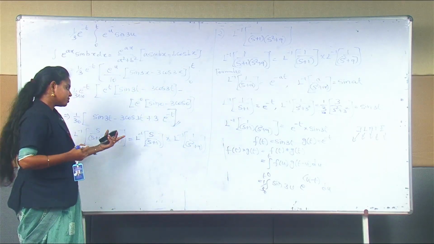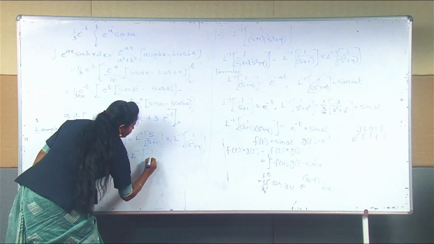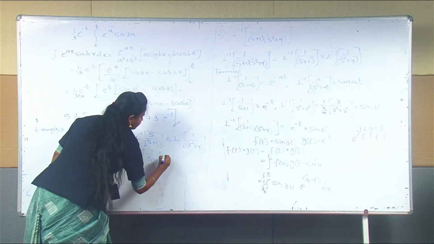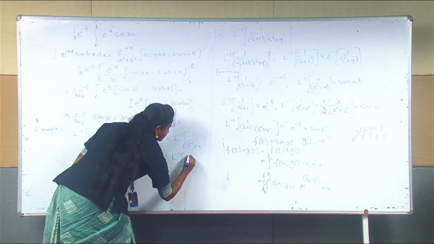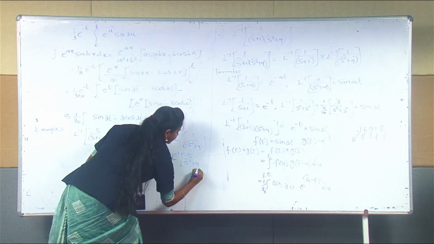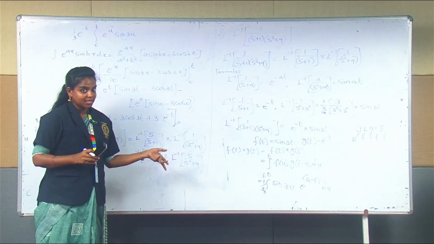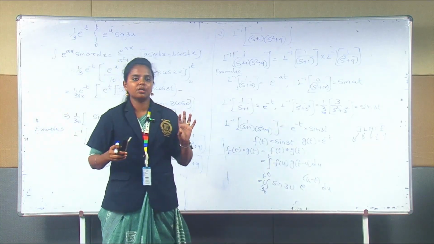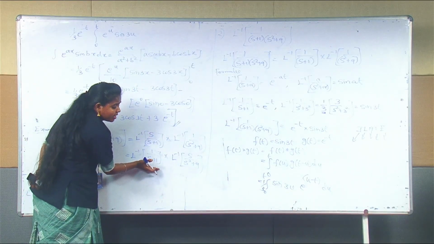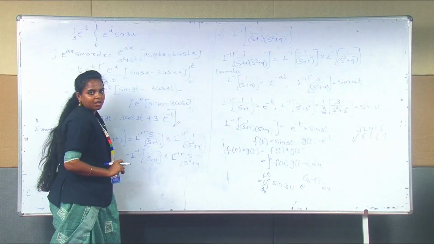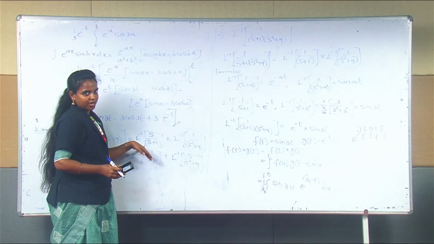And also we can split it like 1 divided by s plus 1 into L inverse of s divided by s square plus 9. So these two ways we can consider. Which one is easier to work out? That we have to find. If we choose the second one, we have a direct formula. So I am choosing the second one and neglecting the first one.